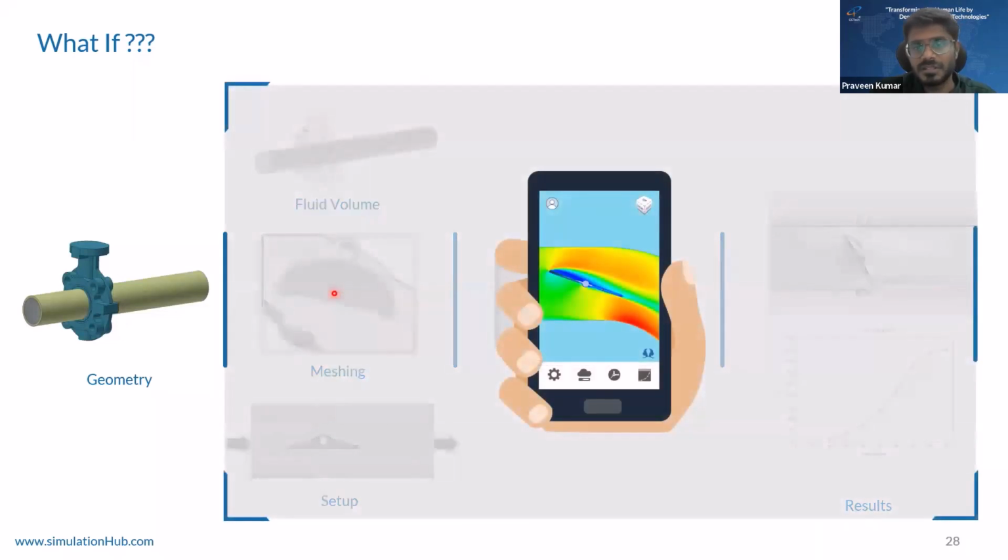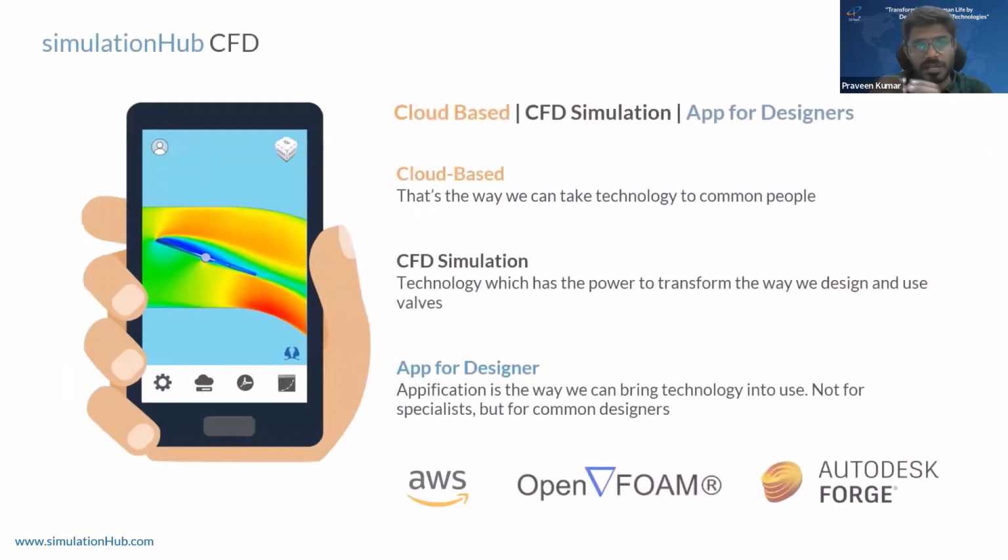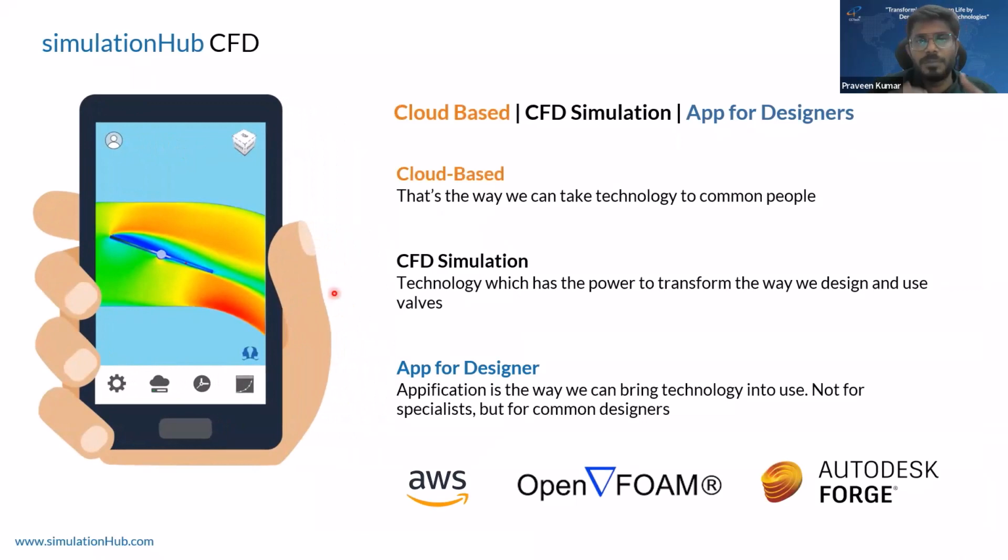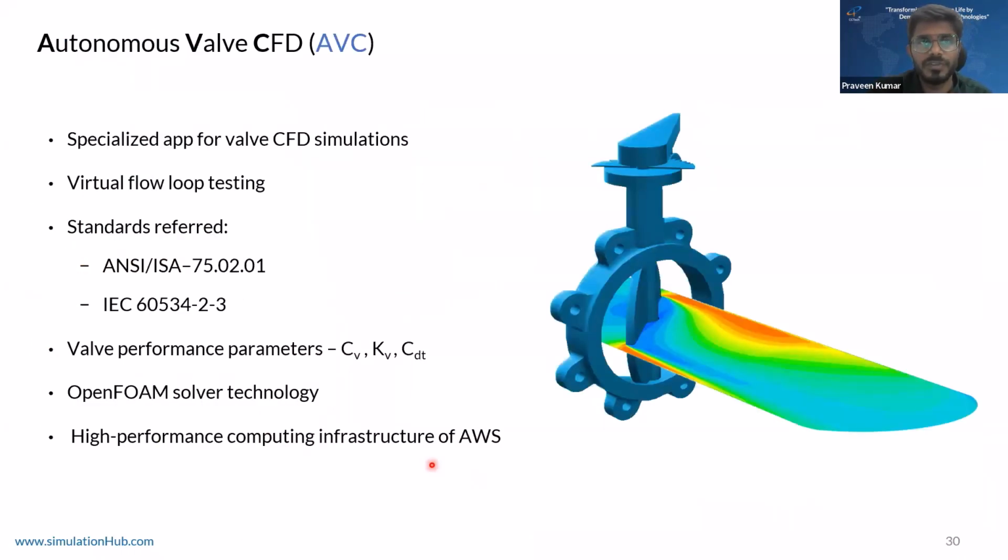So with this vision, the simulationHub team has developed a platform to develop cloud-based CFD simulation apps for designers, built on the latest technologies like AWS (Amazon Web Services), the OpenFOAM solver, and Autodesk Forge for 3D visualization of CAD and results. On this platform, we have built Autonomous Valve CFD, AVC, specialized for valve CFD simulations.